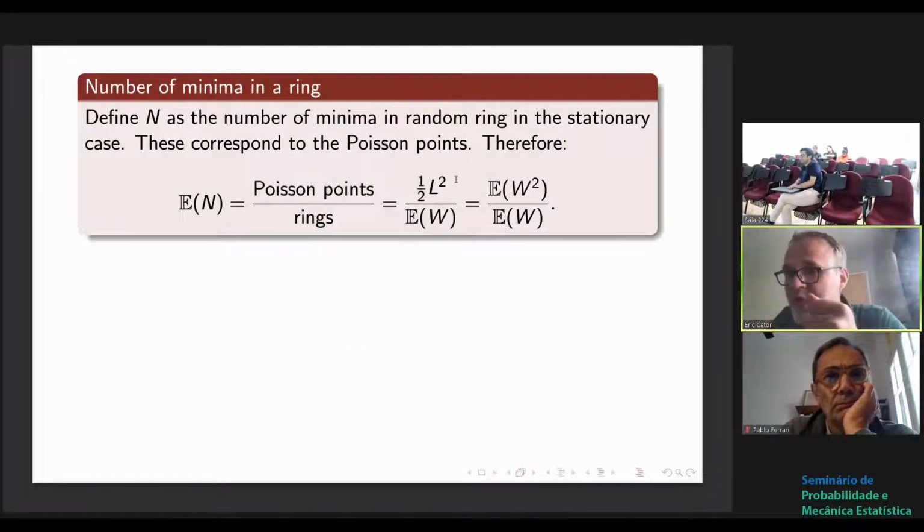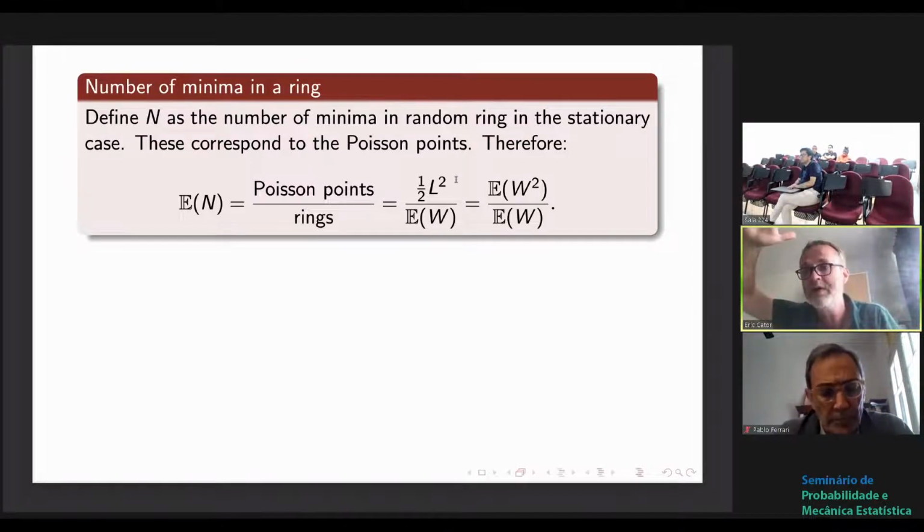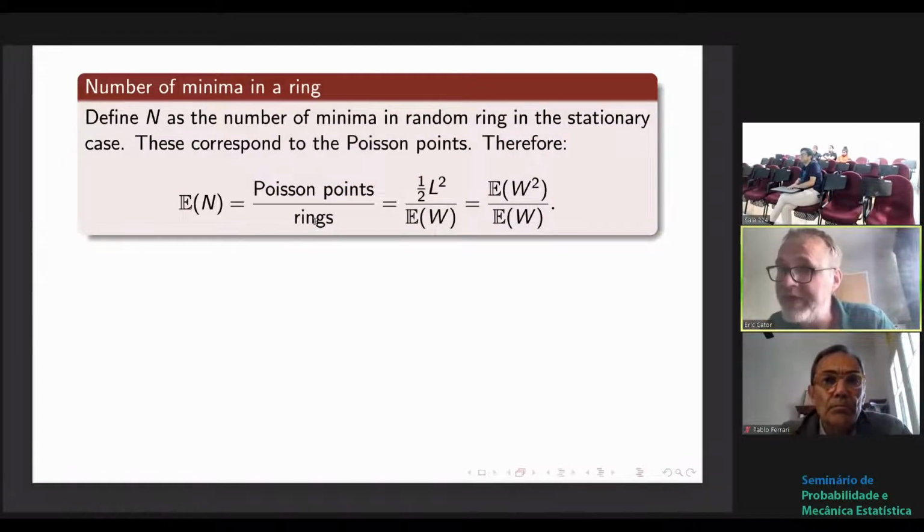And what we notice pretty soon is that if you know the number of rings and you know the total number of Poisson points in a rectangle, then if you want to know how many minima are there in each ring, you just have to divide the number of Poisson points by the number of rings. And that will give you, for each ring in the stationary case, the expected number of minima. And if you do the calculation, then we use that the expectation of W squared equals lambda squared, I showed you before. So then you get this relationship.